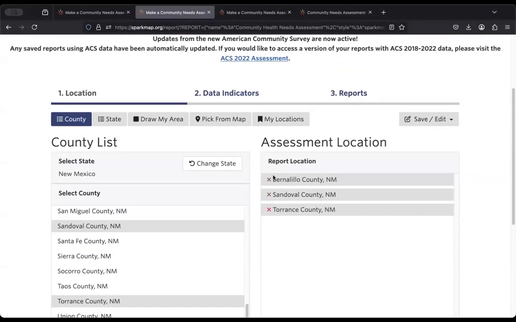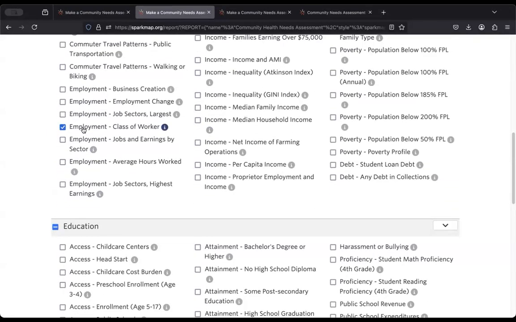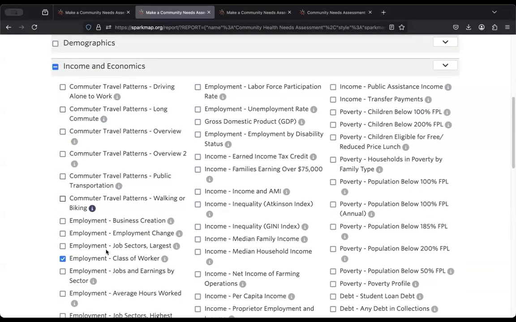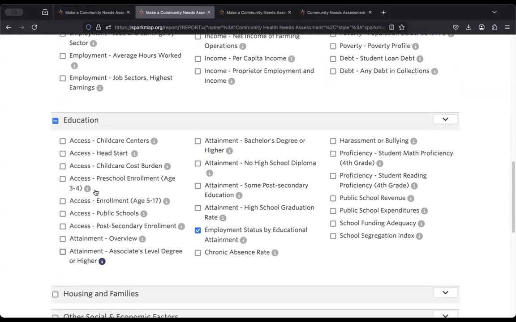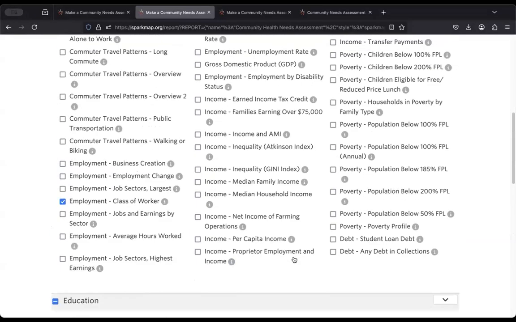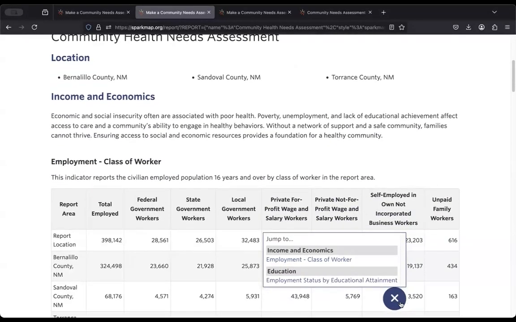Again, I've picked just a couple of counties, and now the indicators that I want to look at really are related to employment. So again, building on that employment and disability, but now getting deeper into employment and educational attainment. One of the indicators that we have from the ACS under income and economics is class of worker. So that's one that I want to look at. And then under education, we also have employment status by educational attainment. So those are the two indicators that I'm going to take a little bit deeper dive into.